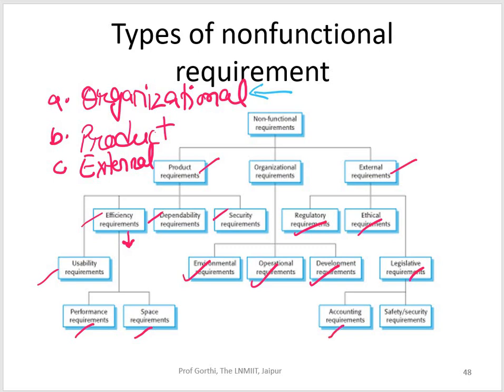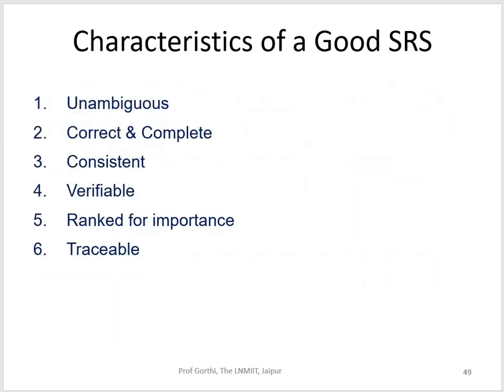Your organizational requirements are classified into environmental requirements, operational requirements, and development requirements. Whereas your external requirements are further classified into regulatory requirements, ethical requirements, and legislative requirements, which are further classified into accounting requirements, and safety or security requirements. So I'm not going into details about this.